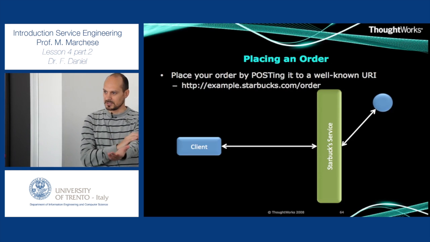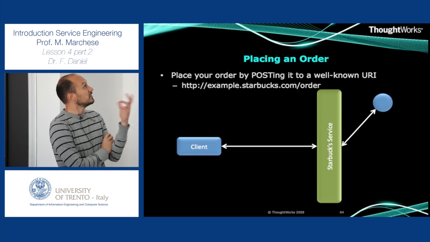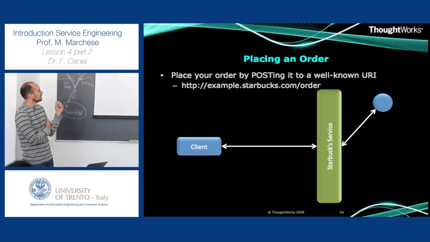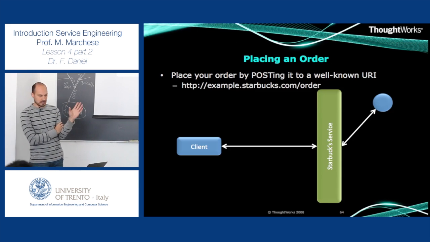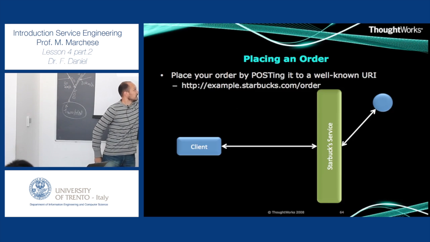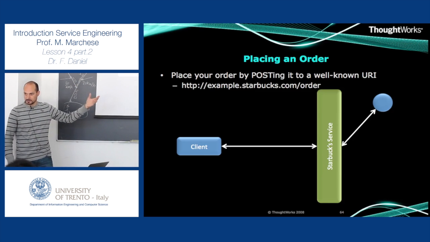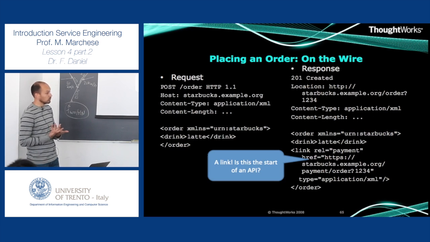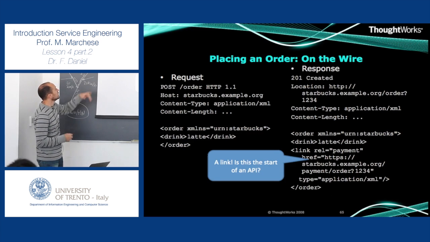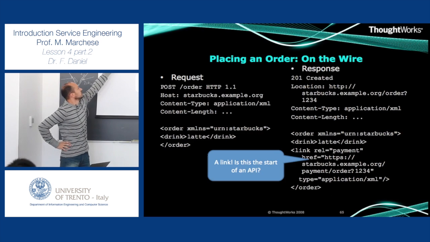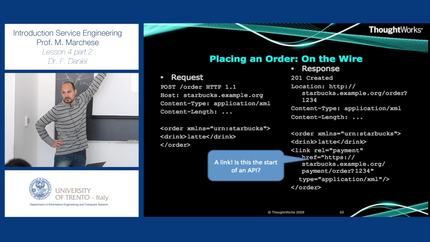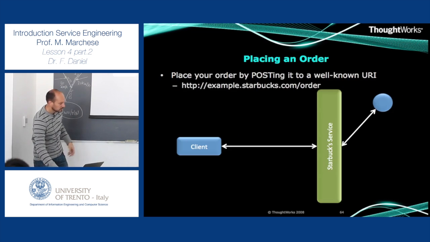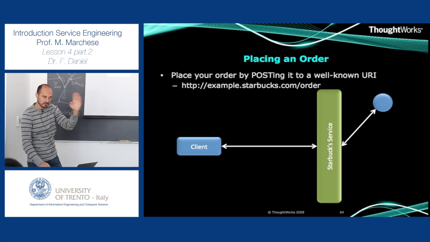Okay, let's see how we would implement this Starbucks service. Placing an order. We know the URL of our web service, Starbucks. We are the client, Starbucks is there, and there's the resource which is our order. It's not yet there, we want to create it. So what do we do? We place an order in Starbucks. We do a POST on the Starbucks URL, and the order is the second part of the URL. This is exactly the order entry point.